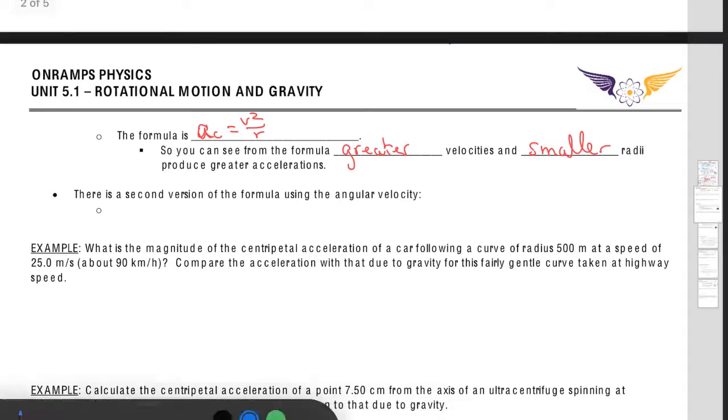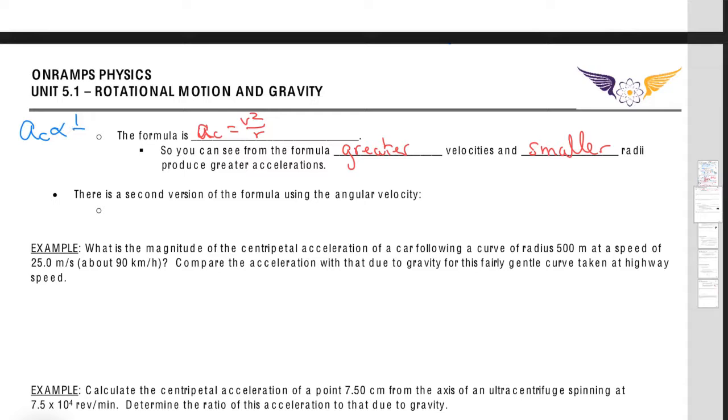In terms of relationships, a sub c is inversely proportional to r, or directly proportional to 1 over r. It's also directly proportional to v squared. So if I increase my radius, my acceleration will go down. If I decrease my radius, my acceleration will go up. They're opposite each other. And the velocities are directly related: if one goes up, the other goes up, or if one goes down, the other goes down.